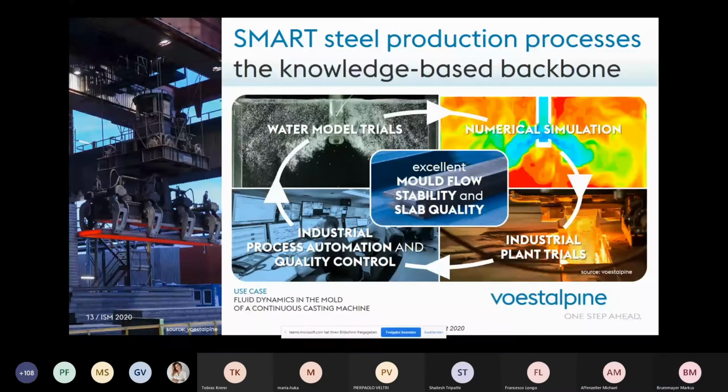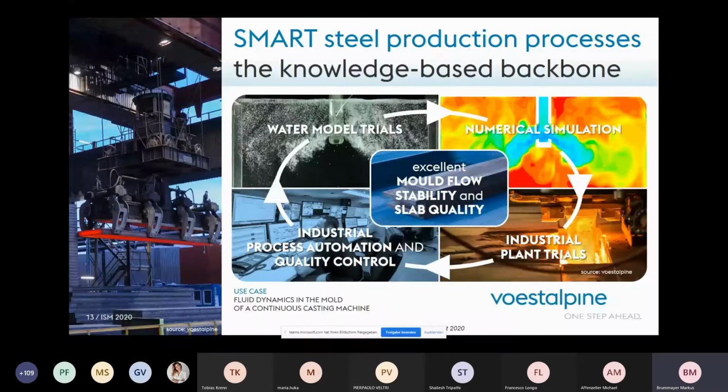So this transfer is necessary in the first step to do so-called industrial plant trials, where we check new process set points, and we also check the slab quality with these new set points. In the final stage, of course, we have to integrate this knowledge in the casting process in terms of mathematical models for process and quality monitoring and control.